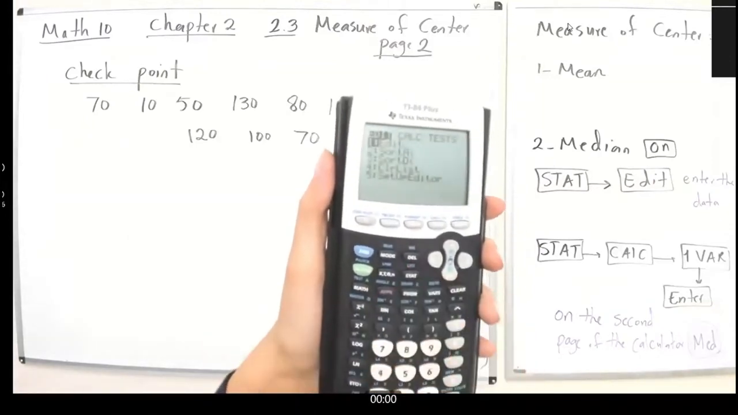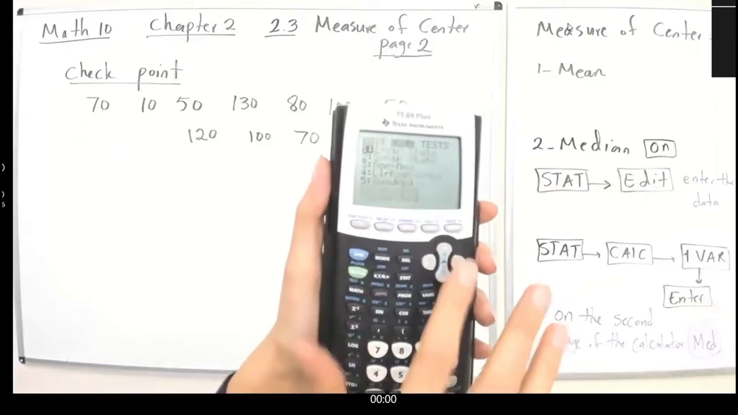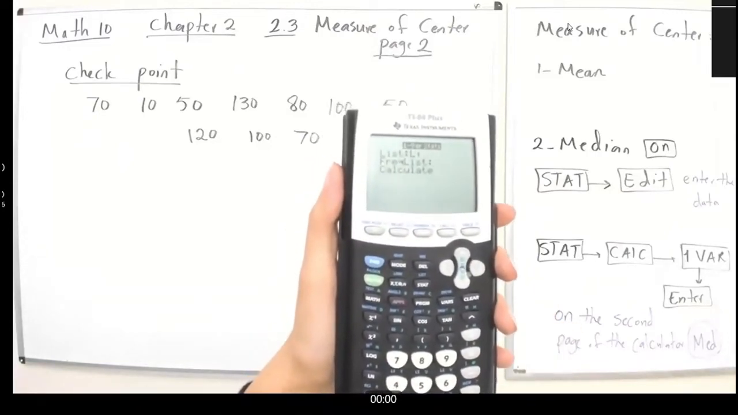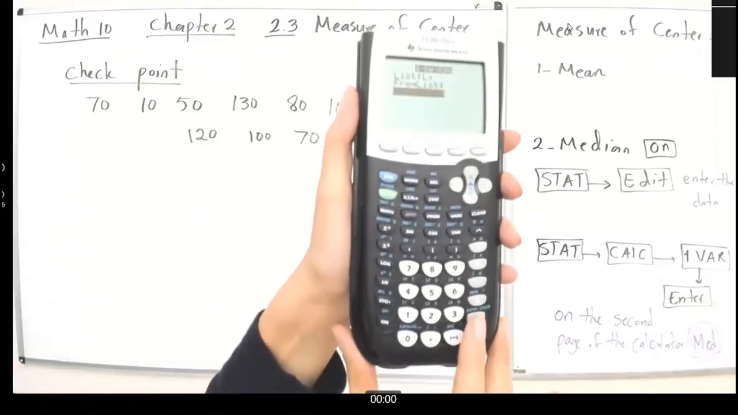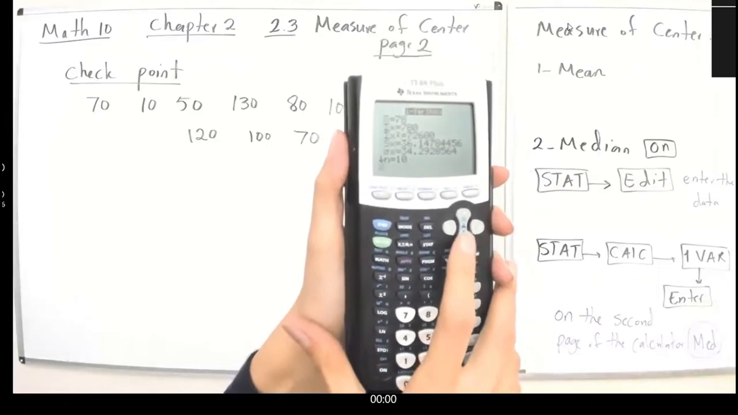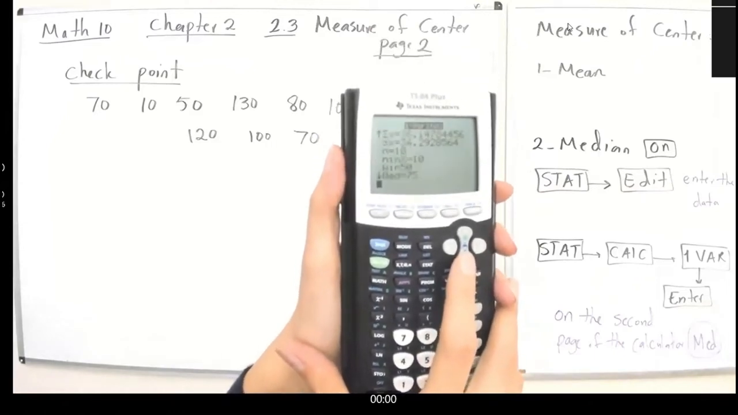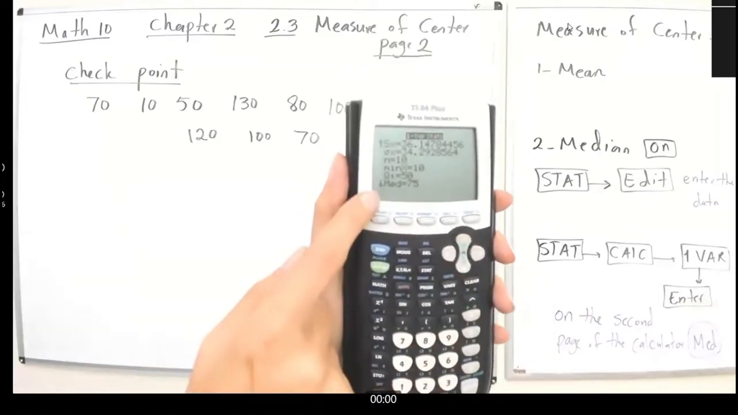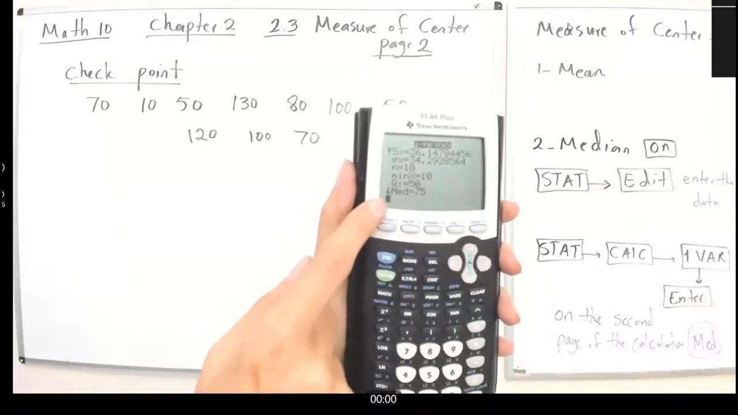Now I go to Stat, I go to Calc, one variable, I click on Enter 3 times, and I use the arrow to go to the next page. And as you can see, my median is 75.